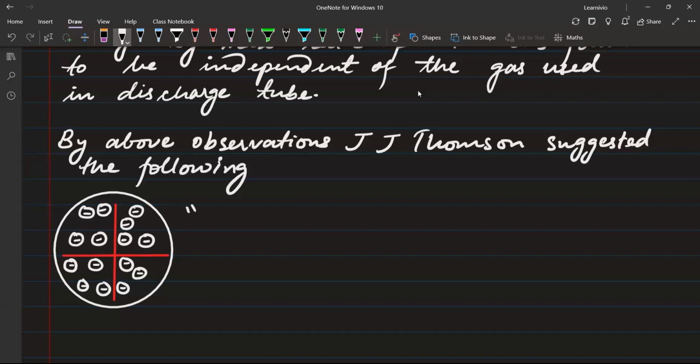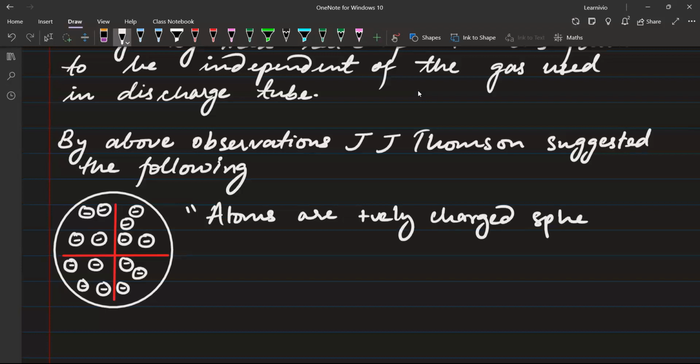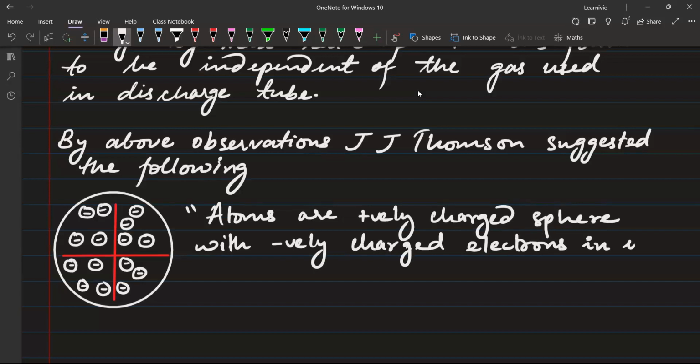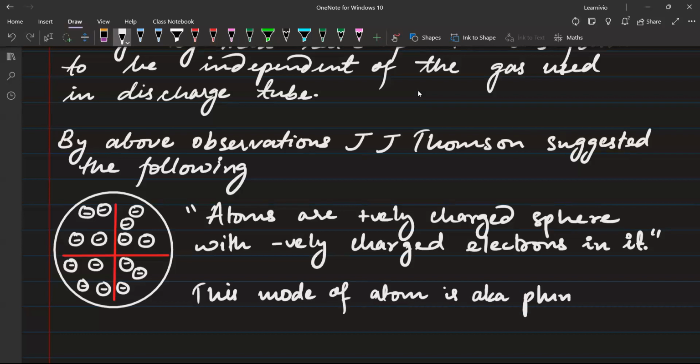I hope you have seen this. He said that atoms are a positively charged sphere with negatively charged electrons in it. Electrons were discovered, and it was found that it is a particle. And because it looks like plum pudding, a British dish, this model is also known as the plum pudding model. This model of atom is also known as the plum pudding model.